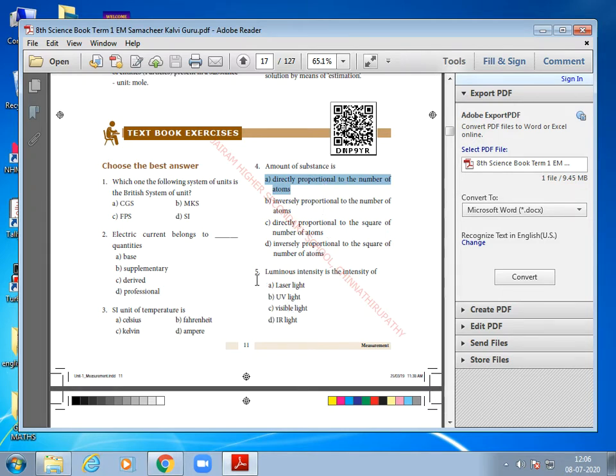Okay, next, fifth one: the luminous intensity is the intensity of visible light. Visible light means option C. You know, luminous intensity means what? The intensity of visible light. The light travels in vacuum very fast. So visible light is the answer.